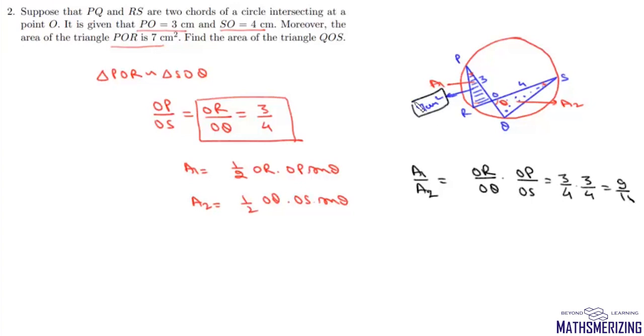The value of A1 is 7, so we put A1 as 7. That means 7/A2 is 9/16. So the area of this triangle OQS is 7 × 16 / 9, which is 112/9 cm².